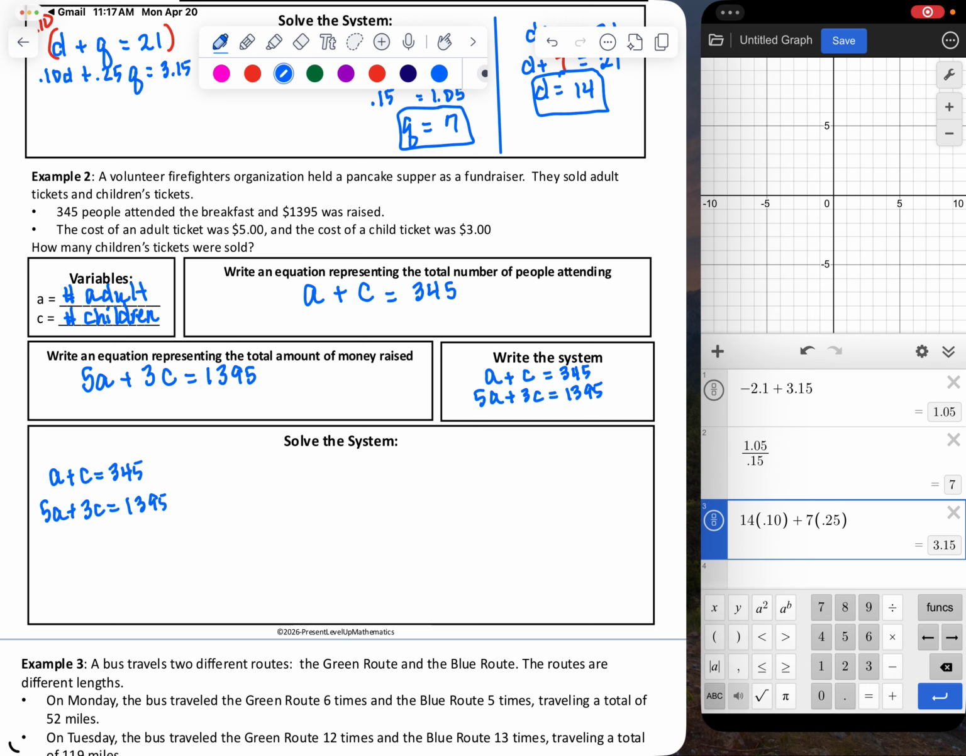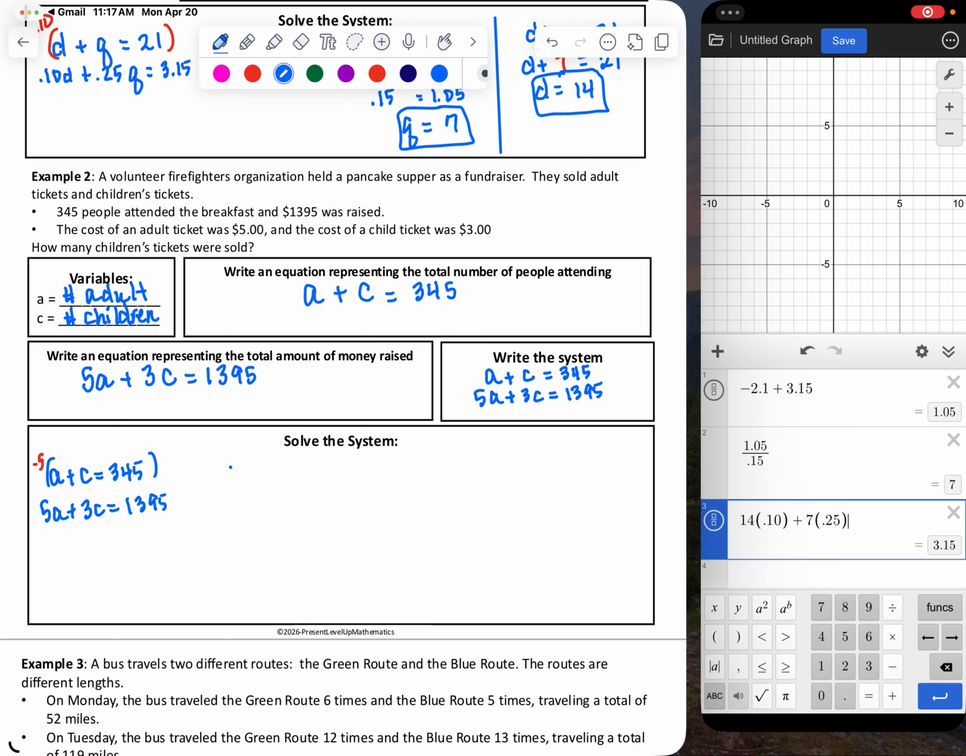So here's what I mean by eliminate the adults. Look at your A's here. We have a positive 1A on top and a positive 5A on the bottom. I want to create opposites so that the A's will zero out or eliminate out. To do that, I'm simply going to multiply everything in that top equation by negative 5.